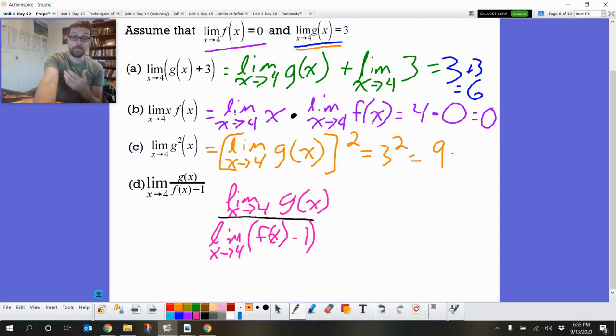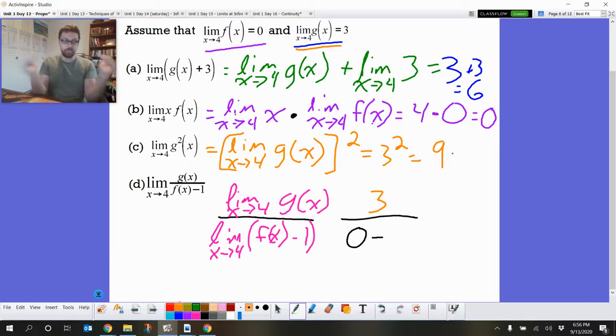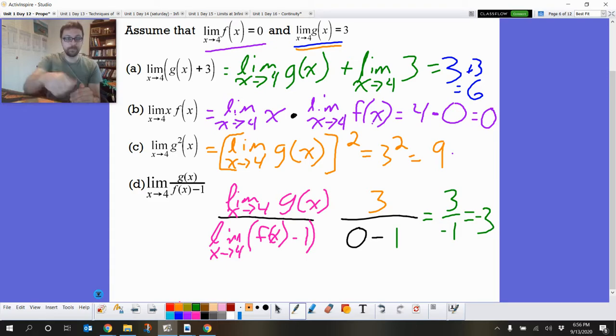Now we know the top thing. He told us that lots of times. It's 3. On the bottom, we have to separate those two limits. Just like we can separate addition, we can separate subtraction. So the limit of f of x, I know that, it's 0. And the limit as x approaches 4 of negative 1 is just a boring line that sits at negative 1 the whole time. So we get 3 over negative 1, which is negative 3. That's done.